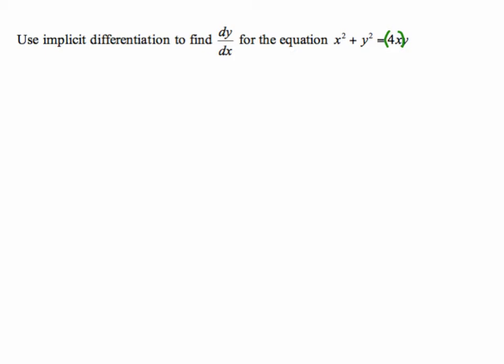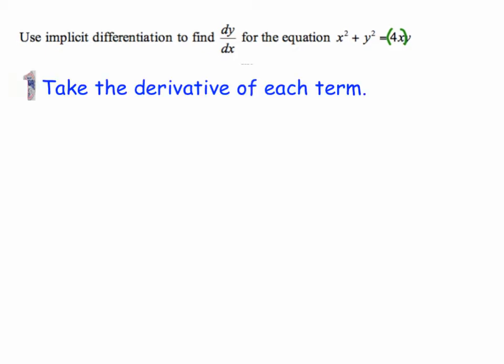Here's our next example, using implicit differentiation to find dy over dx for the equation x squared plus y squared equals 4x times y. So you can see that this equation has the variable x and the variable y in the equation. So we have to use implicit differentiation. The end result will be dy over dx equaling something. So the first thing we need to do is to take the derivative of each term. And we know how to do that.